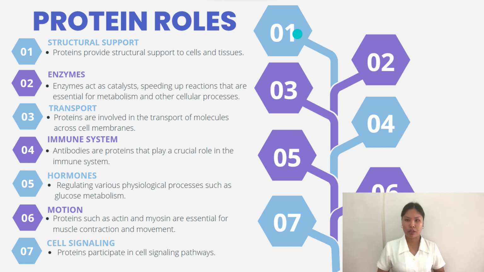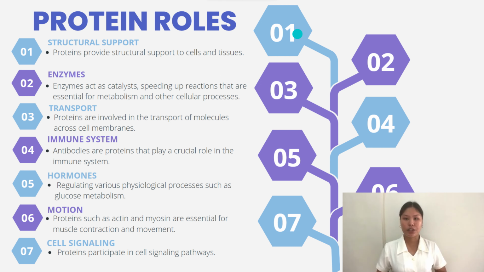Sixth, we have motion. Proteins such as actin and myosin are essential for muscle contraction and movement. Lastly, we have cell signaling. Proteins participate in cell signaling pathways, transmitting signals within and between cells to regulate various cellular activities.